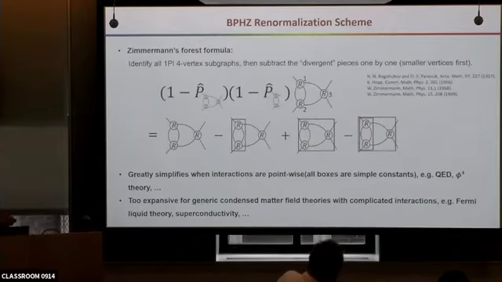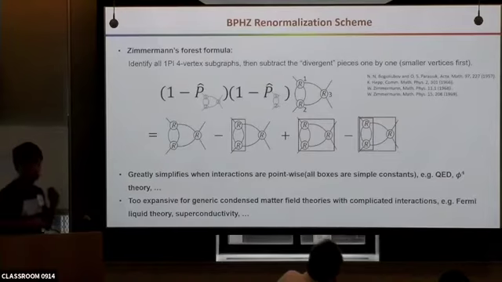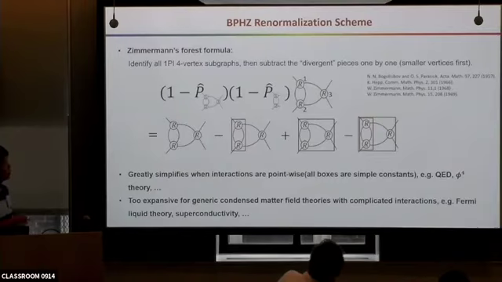So you can even use Monte Carlo to sample these 4 diagrams. This will be really simplified if the field theory has a pointwise interaction, because for pointwise interaction, these box diagrams are just numbers.